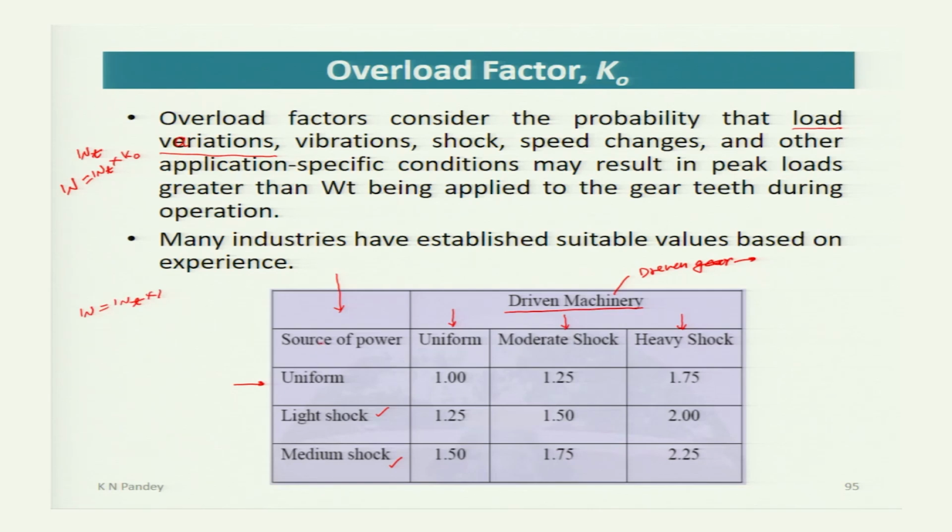But if the source of power is uniform but the driven machinery is of moderate shock, then it is 1.25. That means the actual load will be 25% more than the transmitted load Wt, that is Wt multiplied by 1.25. Like that, for heavy shock, there is a 75% increase in the actual load on the gear tooth.